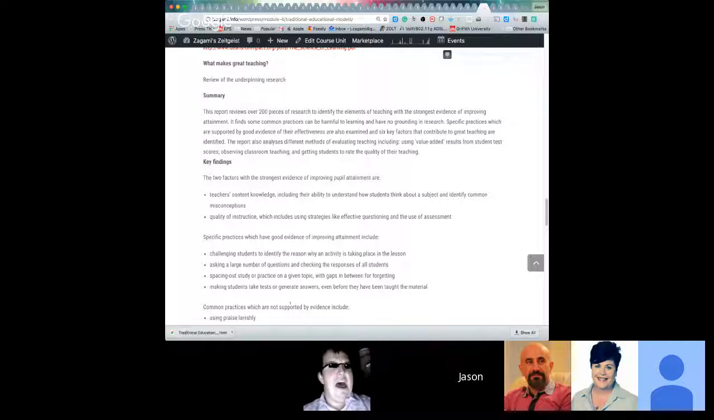The spacing out of study and practice on a given topic. So not just covering a topic once and then moving on, but covering it several times and repeating it with gaps between. This fits in well with cognitive science theory, where it takes time for the neural pathways related to memory to form and to be layered down and reinforced. Just learning something once means it's almost certainly going to be forgotten, but it needs to be recalled and put into context several times before it's identified by the brain as something that is worth remembering and being reinforced in that process.